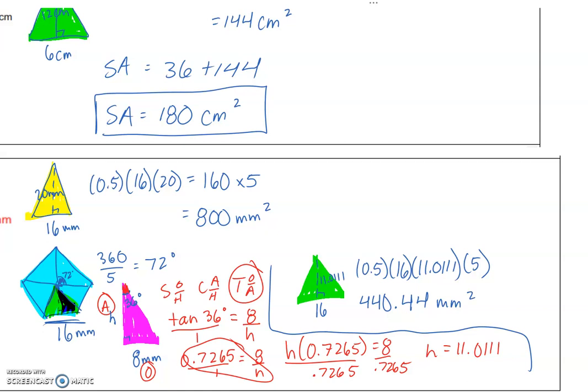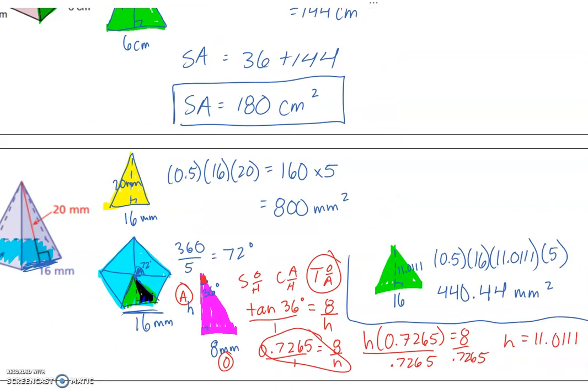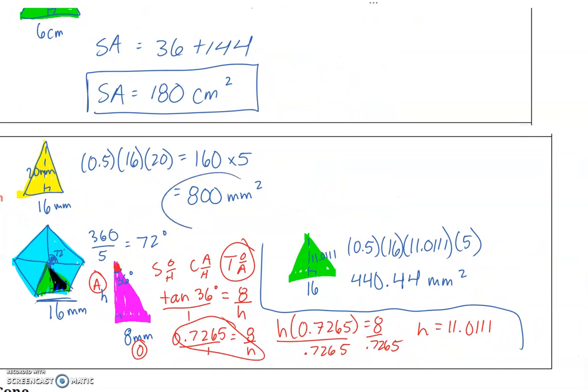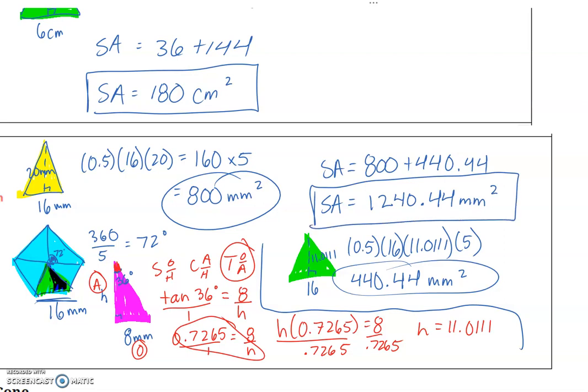Now that's just the area of the pentagon. Go back to your pyramid. How many pentagons are on that figure? Just one, right? It's not a prism. So what I'm going to do at this point is add, for my surface area, that lateral area of 800 to the area of my base. So my final surface area, which is just gorgeous, 440.44 plus 800 gives me a final answer of 1,240.44 millimeters squared. Make sure you always include square units for surface area.